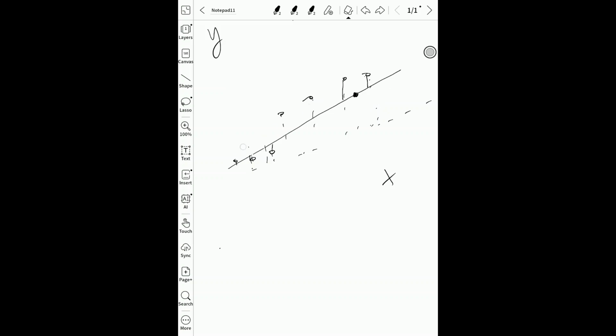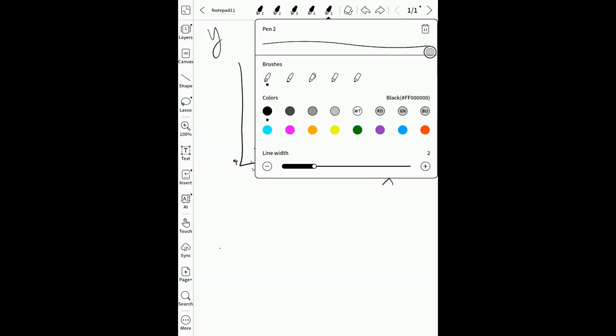So how do we do that? I'm going to clean this up so I can redraw it. How do we do that? Well, we use calculus.